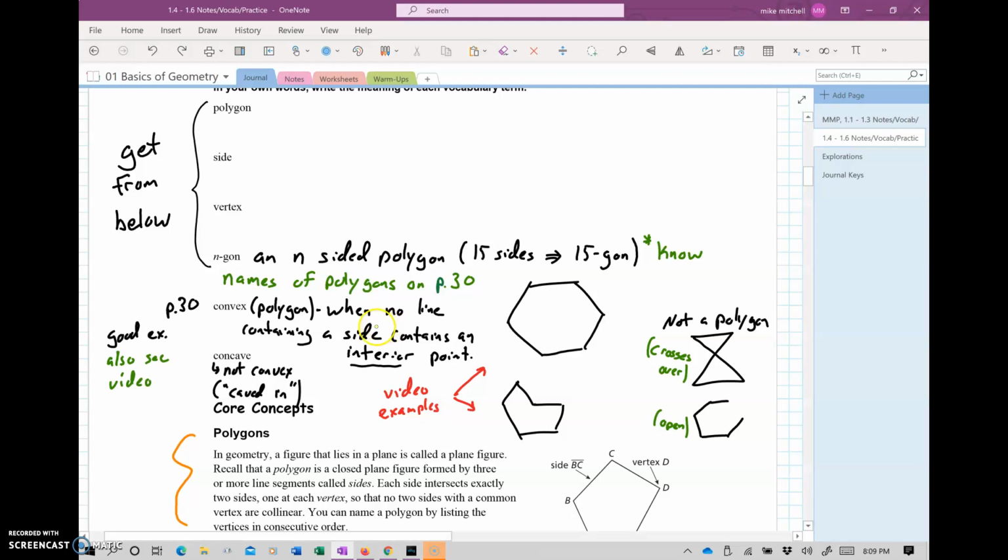A convex polygon is one where no line containing a side contains an interior point. So what they're talking about here: you look at this side, it doesn't cross into the interior. This side doesn't cross into the interior. This side doesn't cross into the interior. I'm just drawing lines containing the sides, and none of them cross into the interior, so that is a convex polygon.